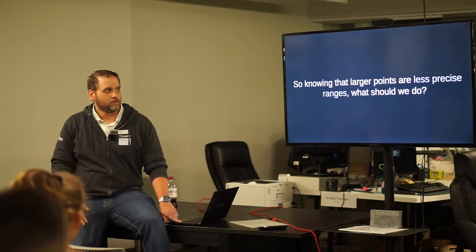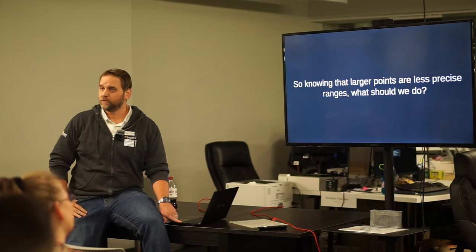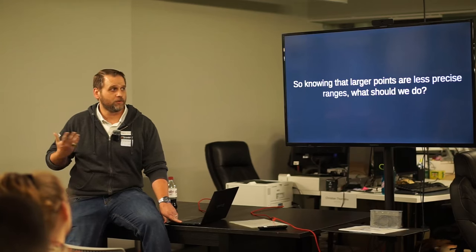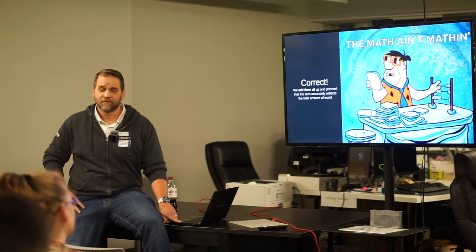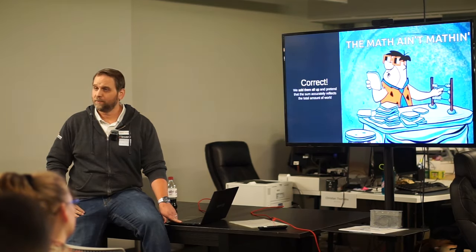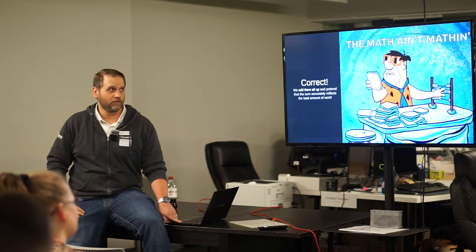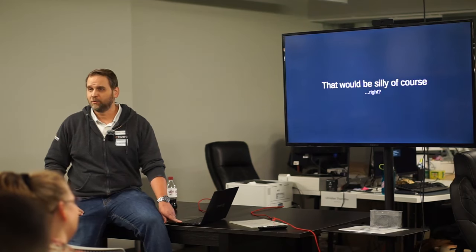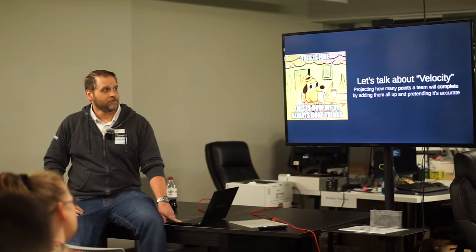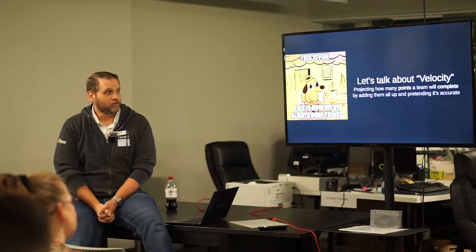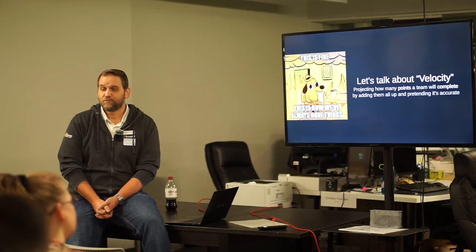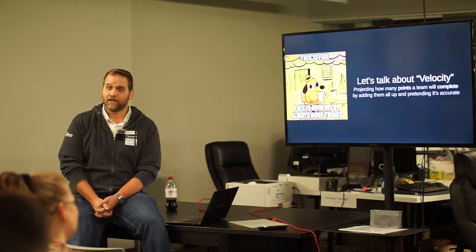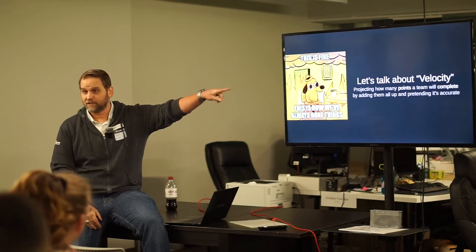And so, knowing that larger points are less precise, what should we do? Yes, we're going to add them all up, and we're going to pretend that the sum accurately reflects the total amount of work. Again, that would be silly. So, let's talk about velocity. Velocity is what you do when you add all the points together and assume it predicts the future. This is built into every single agile methodology that's out there. This measurement is completely broken.